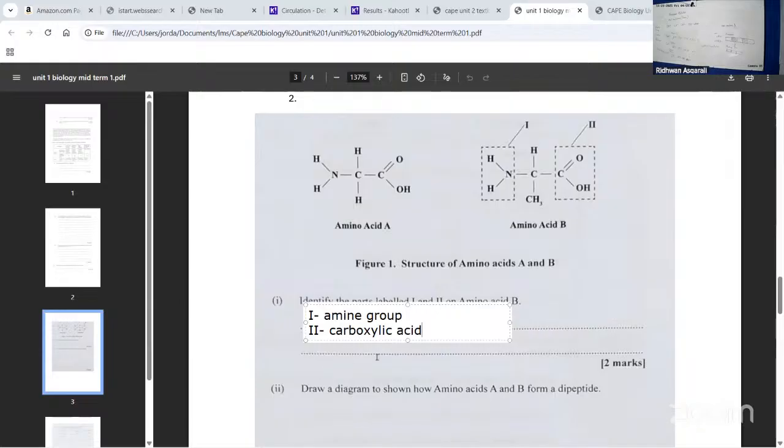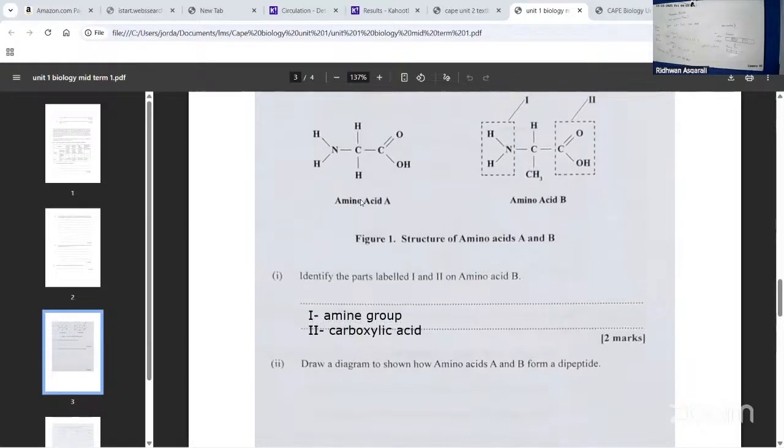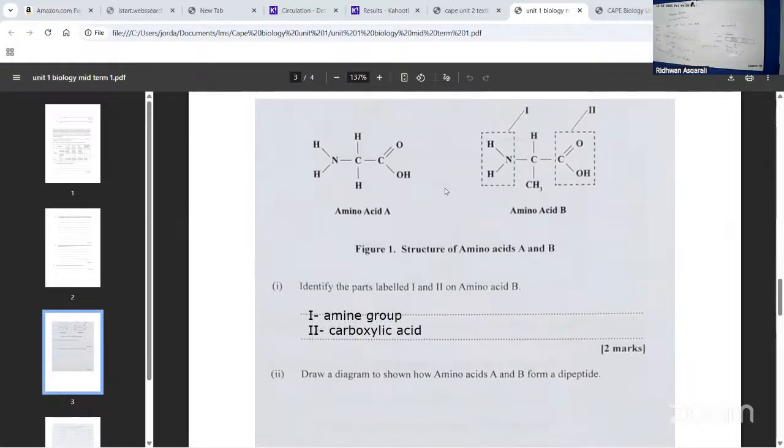Right, so simple enough. They want us to draw a diagram in part 2 to show amino acids A and B form a dipeptide. When you're forming a dipeptide, at which parts do you form it? The OH from the acid part and the H from which part? The amine part. So I'm not going to draw it because of time. But essentially you're going to have the OH from the acid part and the H from the amino group. What type of reaction is this?